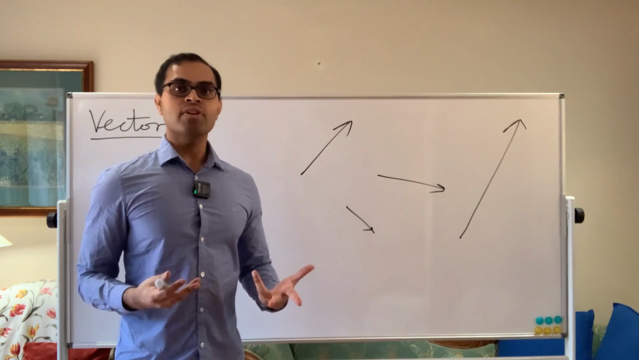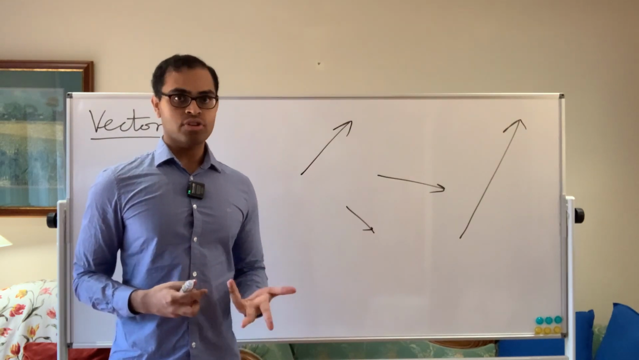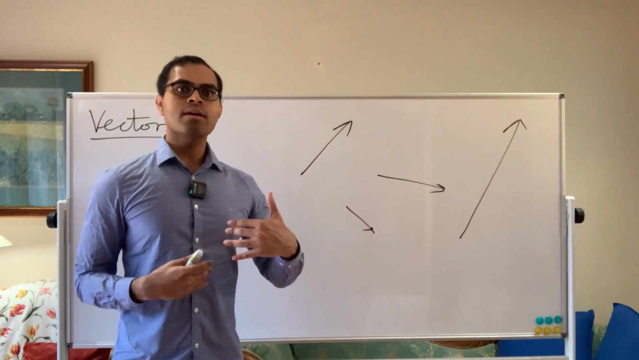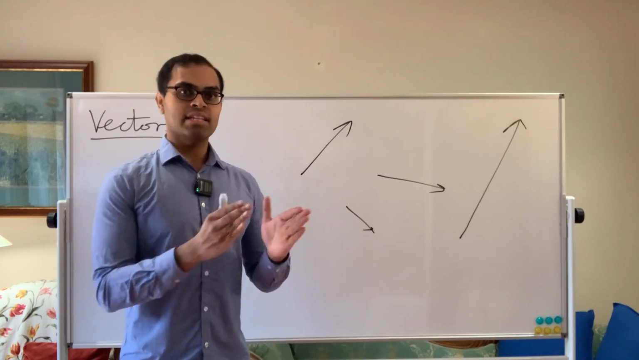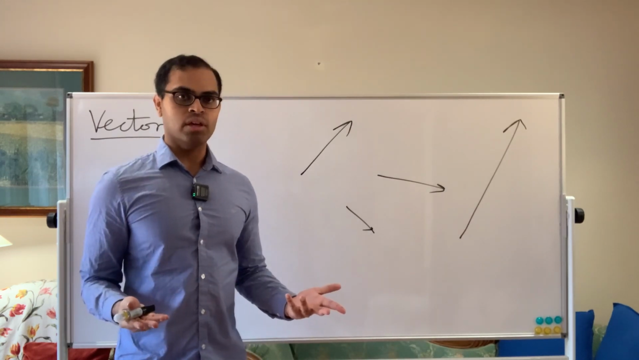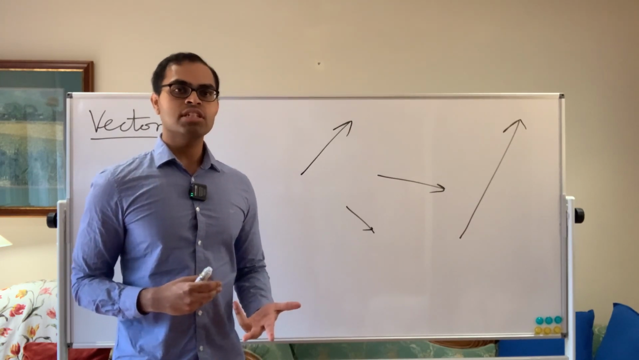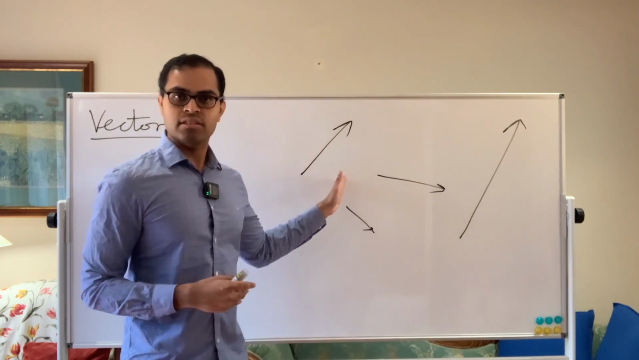Similarly, if you're moving or you're running or you're walking or you're driving in a car, how would you describe your journey? You would specify a direction and how fast you're going. So these are day-to-day life situations where we need to think about vectors.